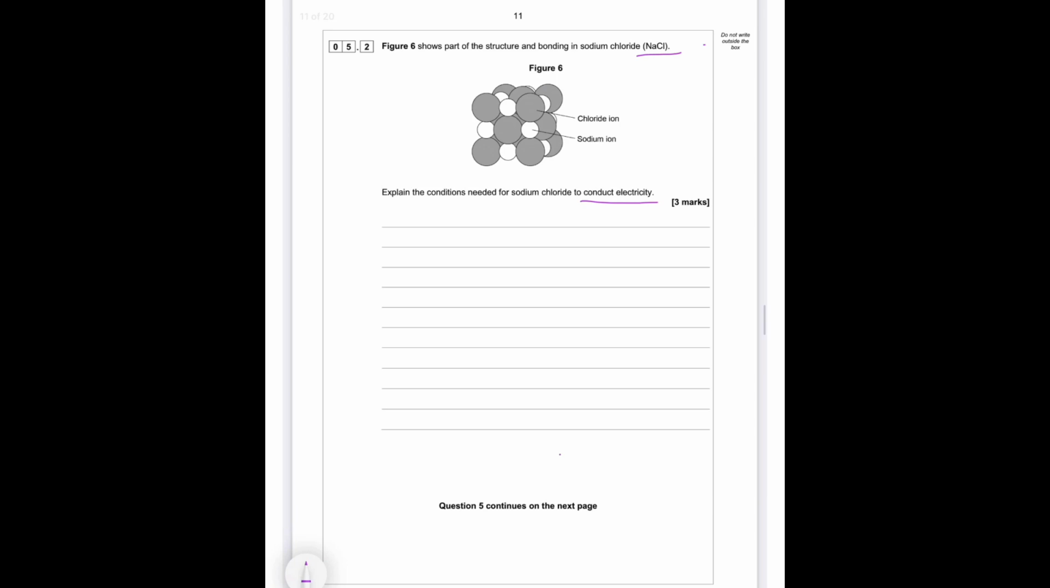So we need to get these ions to be able to move for it to conduct electricity, and we would do that either by dissolving the sodium chloride in water or by heating the sodium chloride up so it melts and the ions are free to move.